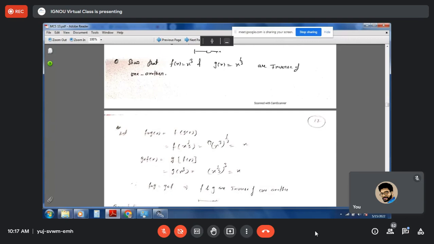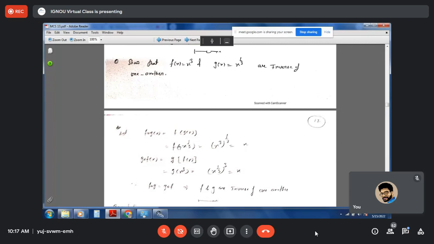Find out f composition g of x, which is equal to f of g of x. Here, what is g of x? g of x is x raised to the power 1 by 3. Now what does it mean? It says go to f. Here it is x cube. What does it say? Change x to x cube. We write x cube raised to the power 1 by 3. The 3 cancels with 3 and that is equal to x.